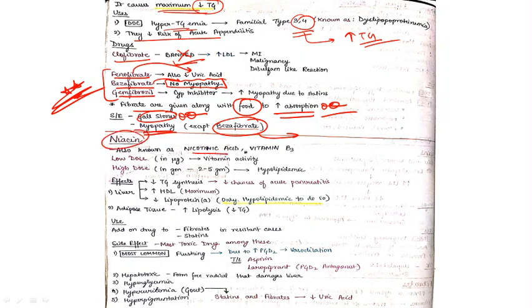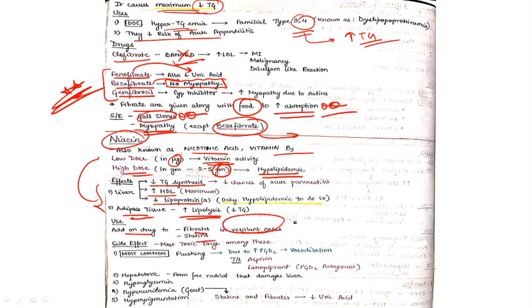Now coming to the next drug, that is niacin. Niacin is also known as nicotinic acid or vitamin B3. In low dose, meaning in micrograms, it has only vitamin activity, but in high doses, meaning in grams, it has hypolipidemic activity as well. Now what are the effects? On liver, it decreases triglyceride synthesis, increases HDL and decreases lipoprotein A, and on adipose tissue it decreases lipolysis. It is used as an add-on drug to fibrate or statin in some resistant cases.